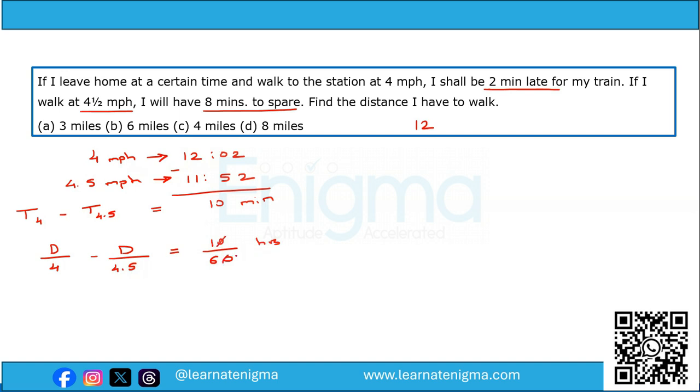So 0 gets cancelled. Now if we cross multiply, this becomes (4.5d minus 4d) upon (4 into 4.5) is equal to 1 by 6. Now 4.5d minus 4d, that is 0.5d, is equal to 4 into 4.5, that is 18, 18 upon 6. So 6 3s are 18. Now 0.5d is equal to 3, therefore d comes out as 6 miles.